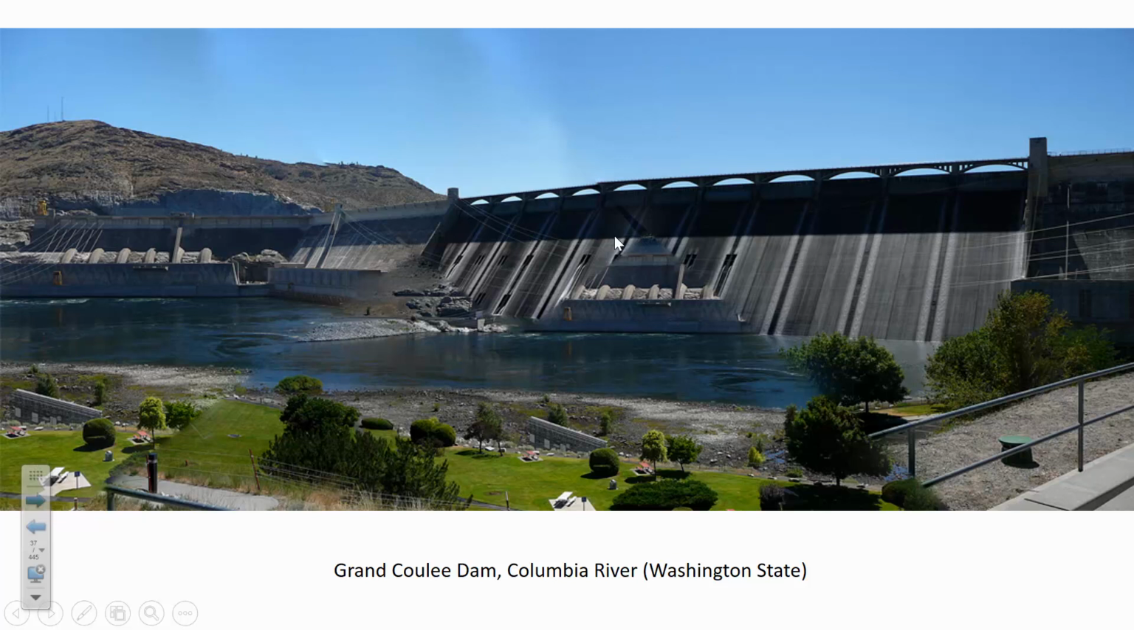We did a similar discussion of this last semester in fluid mechanics when we were talking about the dam in North Dakota.